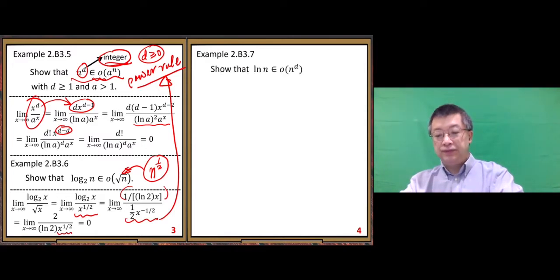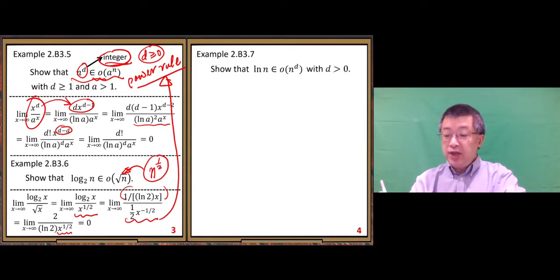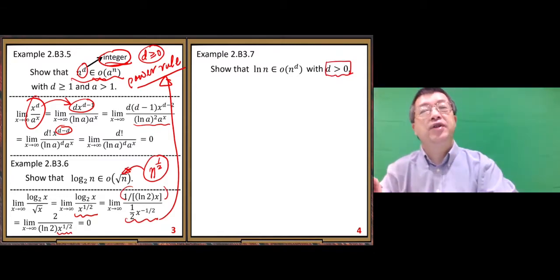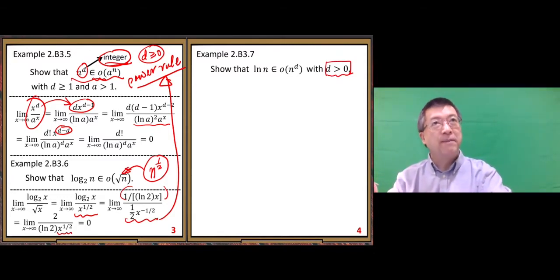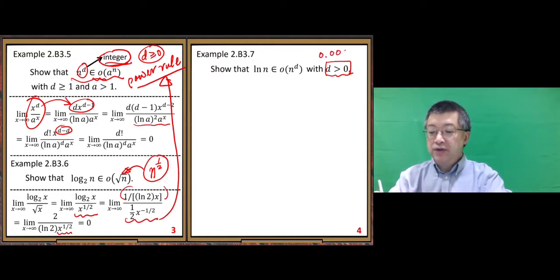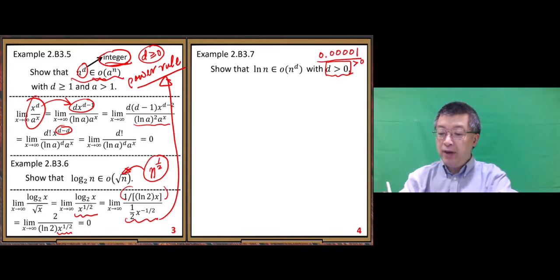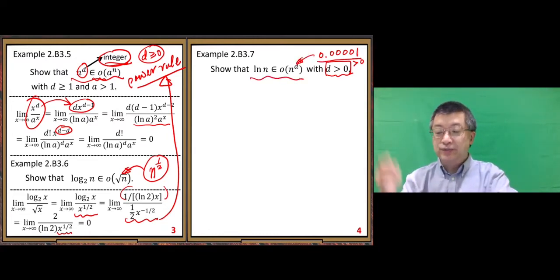Number 7. Show this: natural log of n belongs to big O of n to the d-th power, where d is greater than 0. Just a positive number, not necessarily an integer. A fraction is okay. Even 0.00001 is okay, because this number is greater than 0. Even if we put such a small number here, it is still true.